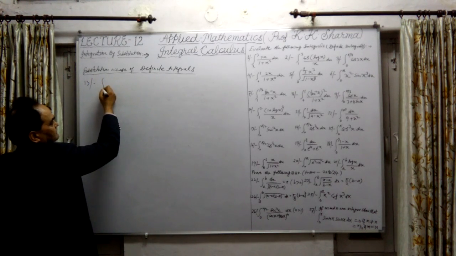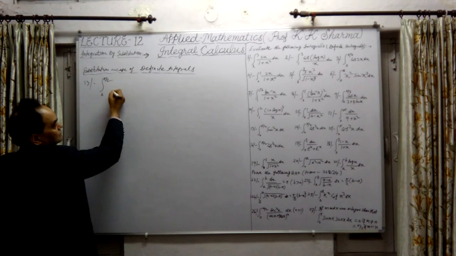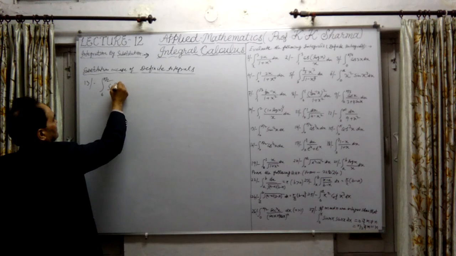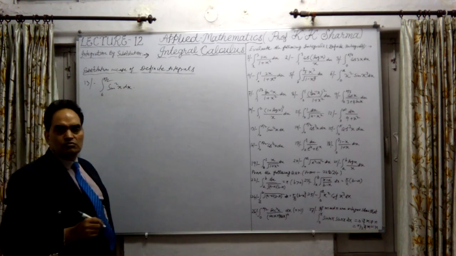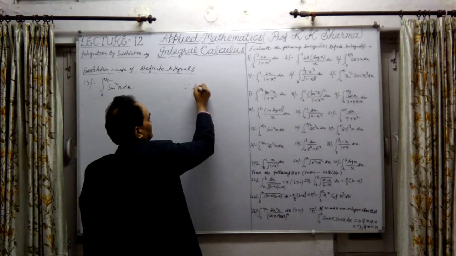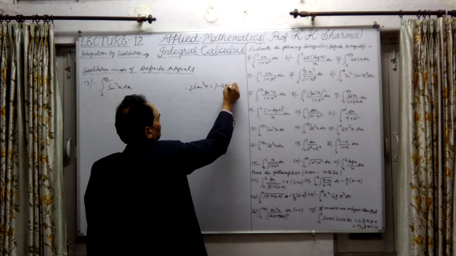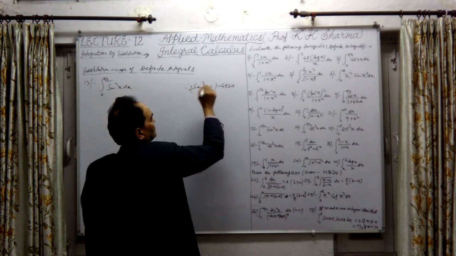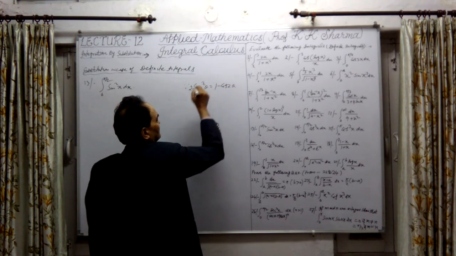Integration 0 to pi by 2, and here it is sine square x dx. Now we know that sine square x equals what in terms of cos 2x? That is sine square x equals 1 minus cos 2, or cos 2 theta. In this case, let me take here theta, this is also theta.